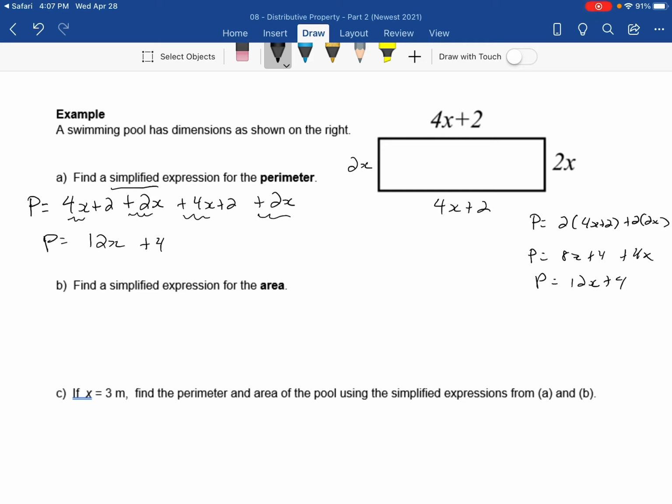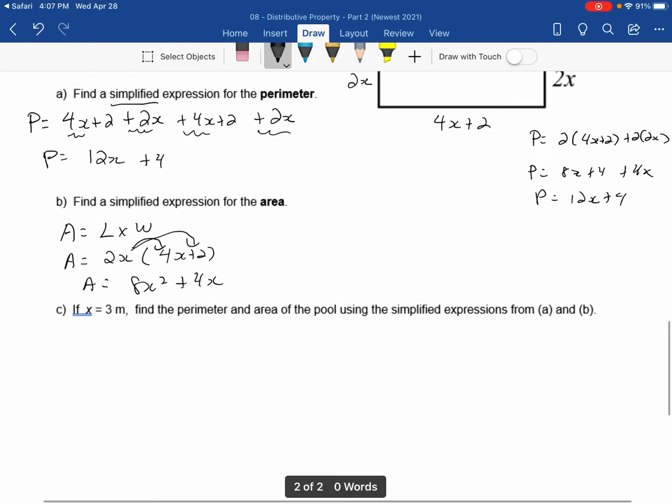Then they want area. Well, area is length times width. So I'm going to use the length as 2x, and the width is 4x plus 2. And then here we go with distributive property. Multiply, and I get 8x squared. Multiply, and I get 4x. So you're just multiplying the coefficients and adding exponents of same bases. Okay? A weird length and width, I admit.